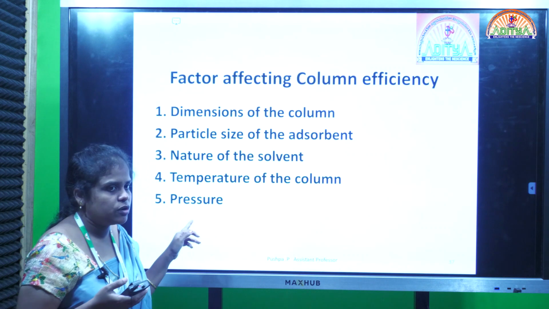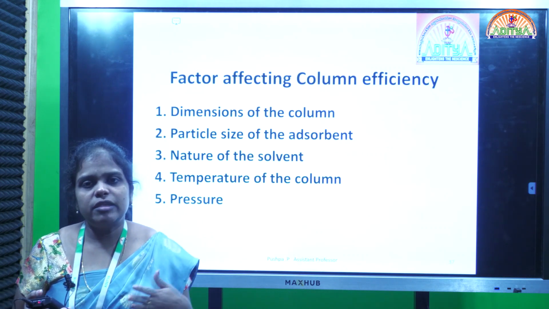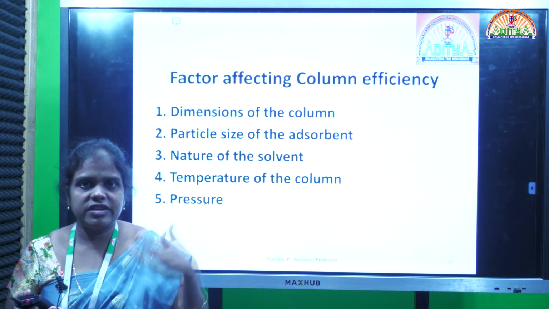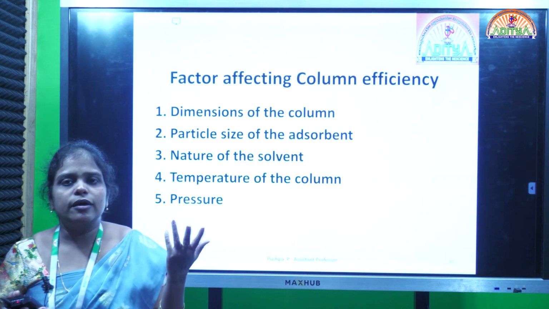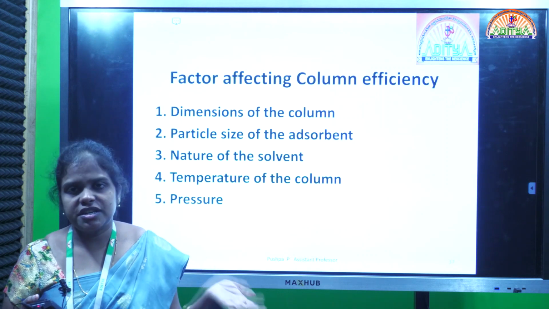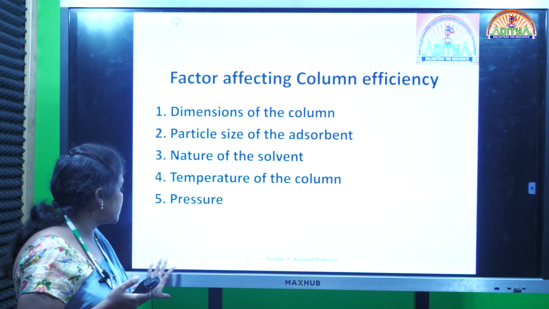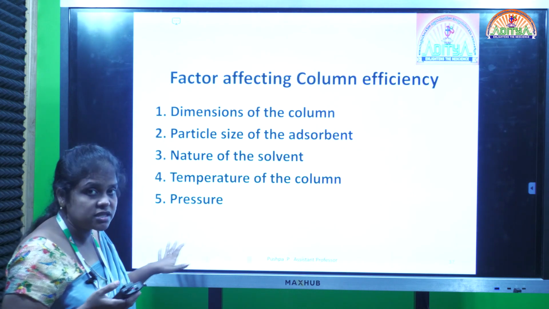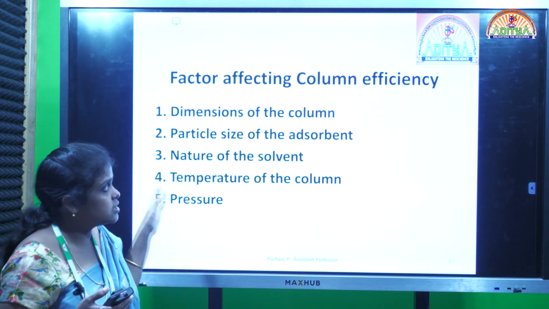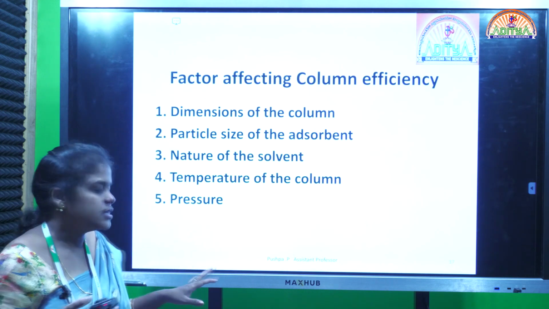Even with pressure, you have to increase the pressure. With more pressure there will be more flow of the sample between the stationary phase and mobile phase. Because of that good flow, there will be more interactions of the sample with the stationary phase and mobile phase, and there will be better separation. These are the factors which affect column efficiency. If these factors are at an optimum, good level, there will be better separation.